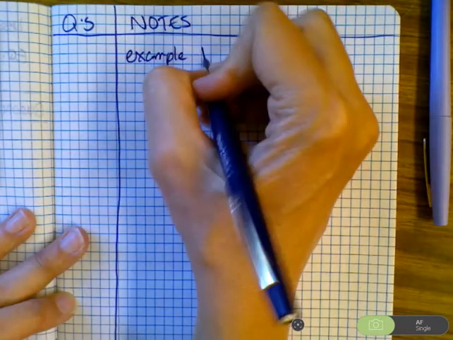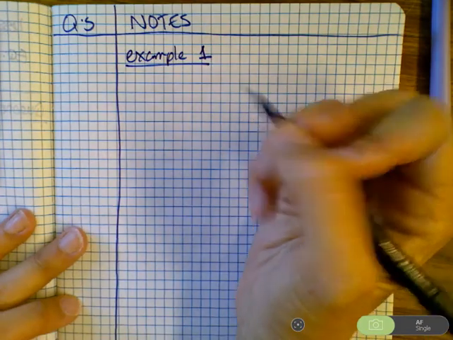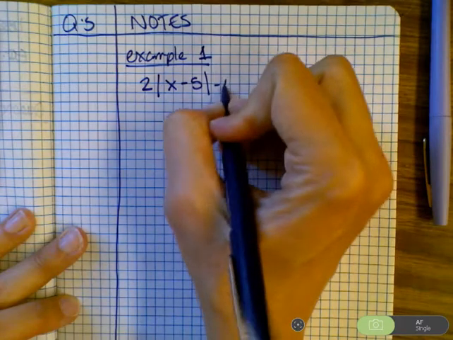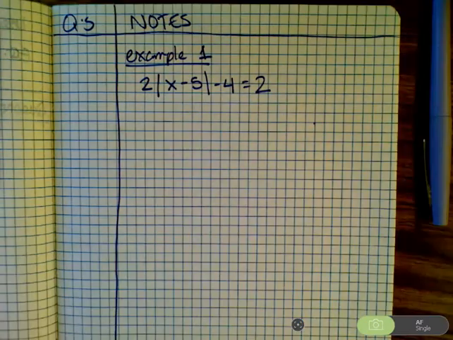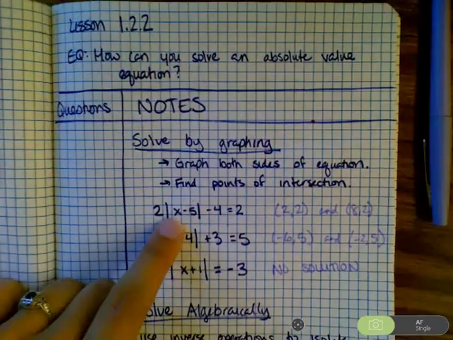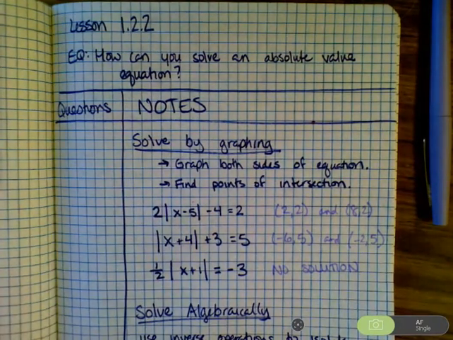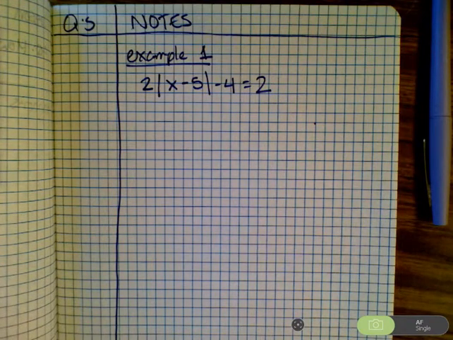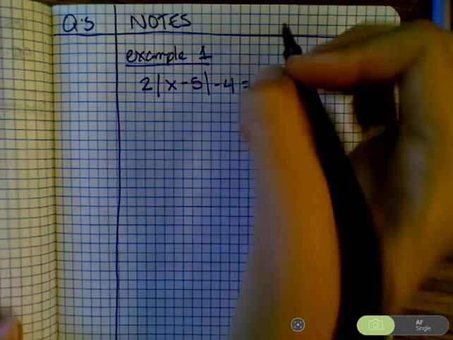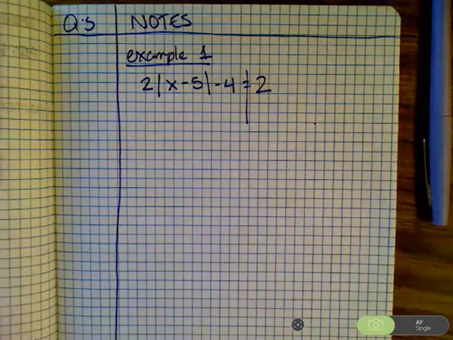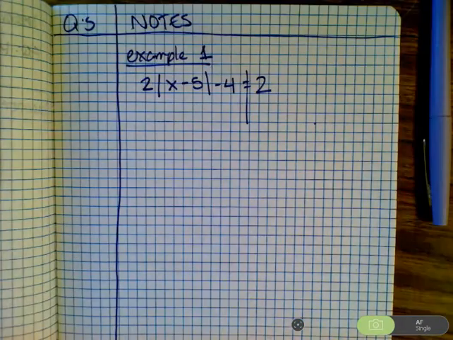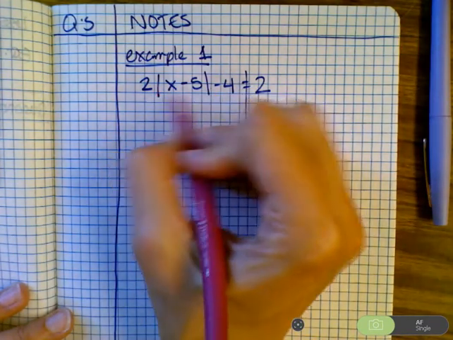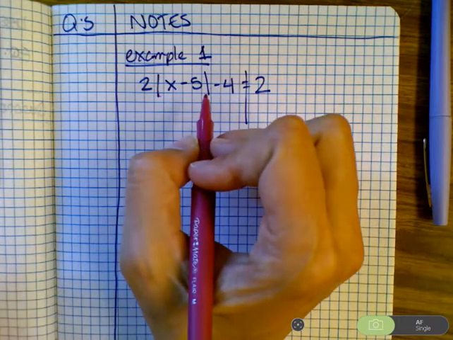Example numero uno of solving algebraically. 2 times the absolute value of x minus 5, minus 4 equals 2. And just so you know, this is the same one we did before. I just want to show you how it works with algebra so you can see where these are all coming from. Okay, so we look at this equation, we draw in our nice little line, we think about undoing subtraction or addition first, and remember that these absolute value symbols are like parentheses. So we're going to wait and we're going to undo those later.